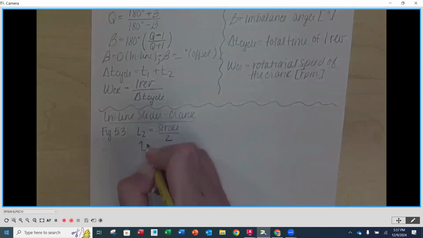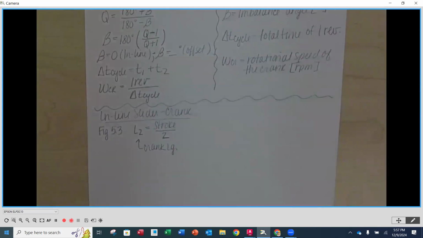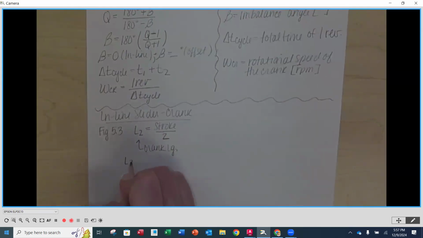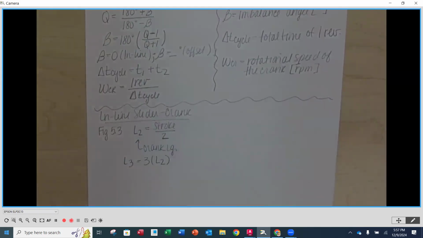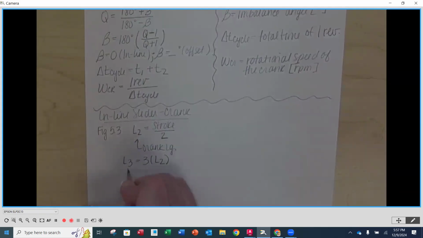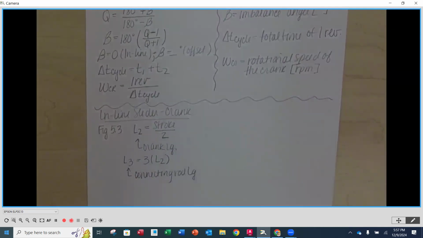So this again is going to be the crank length, L2. It's the length of link number 2, and using the convention that we learned early on, 2 is going to be that input crank. The other relationship is going to be the length of the connecting rod, link number 3. L3 is going to be equal to 3 times the length of the crank, or L2. So this is going to be the connecting rod length.